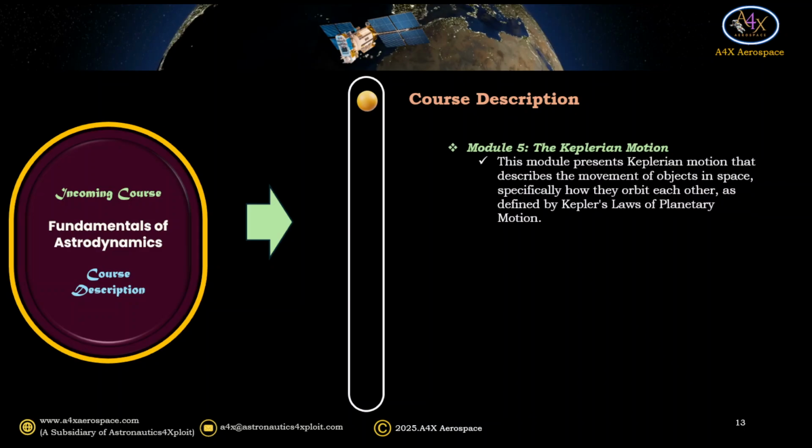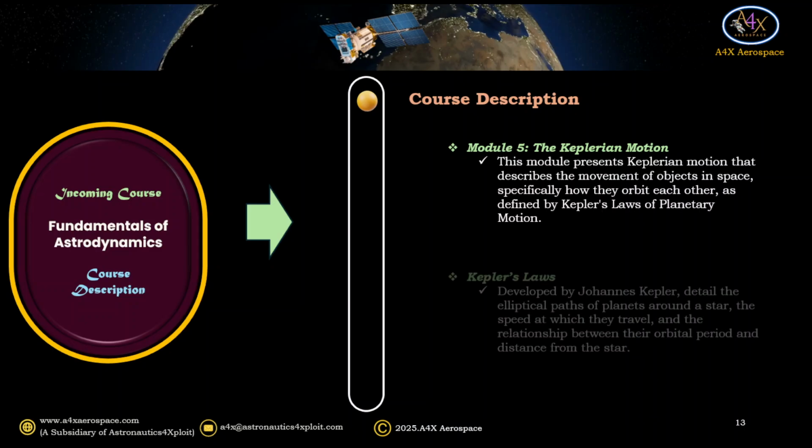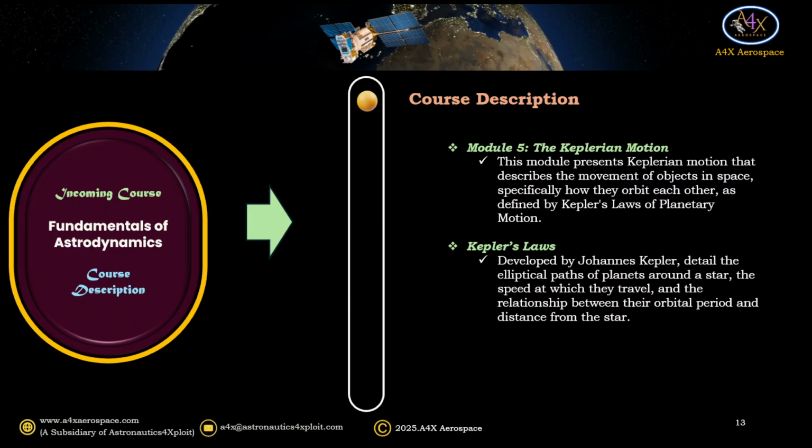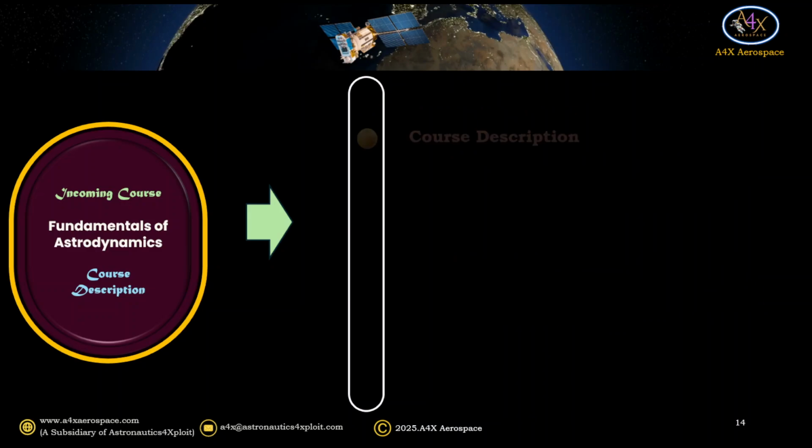Module 5, the Keplerian Motion. This module presents Keplerian motion that describes the movement of objects in space, specifically how they orbit each other, as defined by Kepler's laws of planetary motion. These laws, developed by Johannes Kepler, detail the elliptical paths of planets around the star, the speed at which they travel, and the relationship between their orbital period and distance from the star.